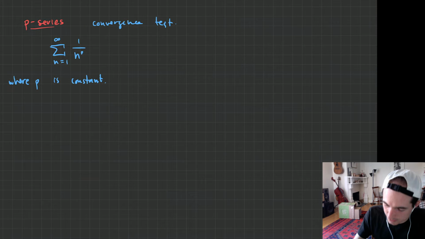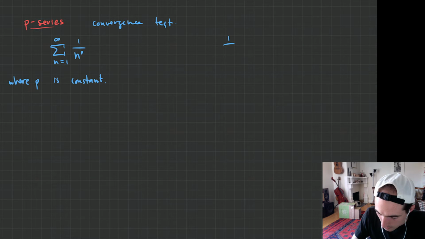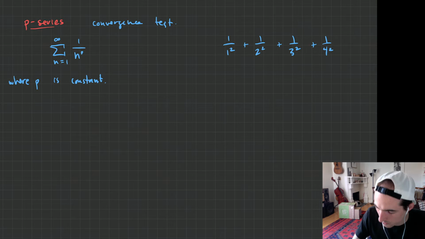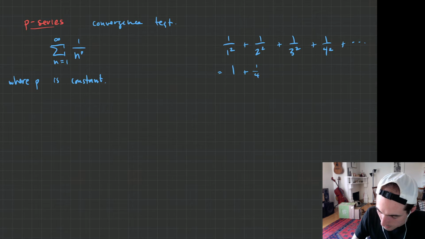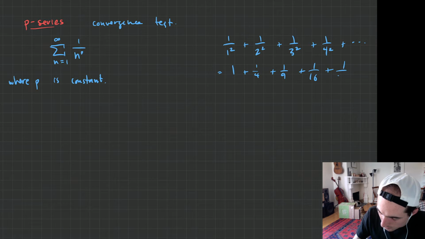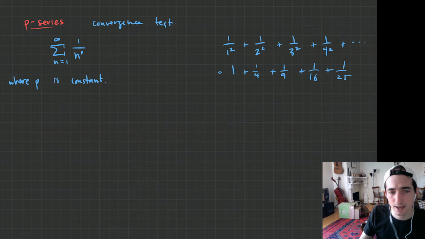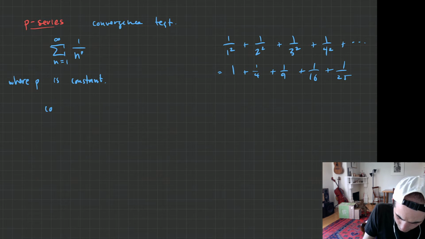So for example, we could have something like 1 over 1 squared plus 1 over 2 squared plus 1 over 3 squared plus 1 over 4 squared, plus and so on, which would eventually look something like this: 1 plus 1 over 4 plus 1 over 9 plus 1 over 16 plus 1 over 25. Okay? So if we have this, then we converge.